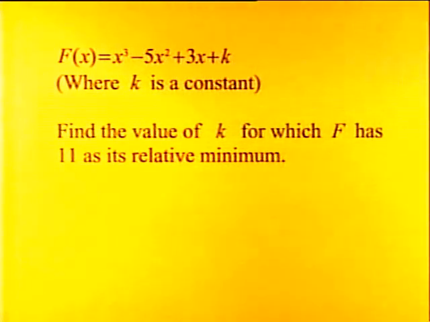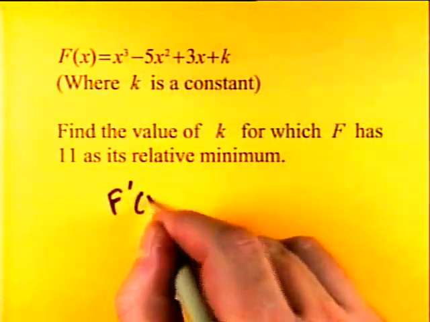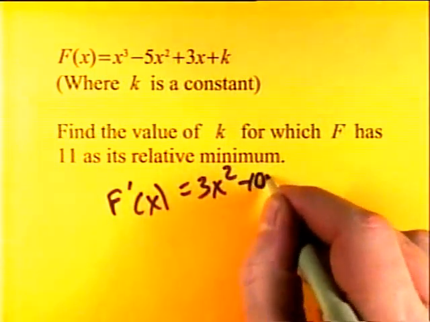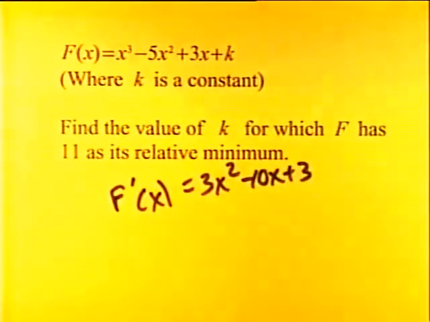Okay, hello? Yes. So you take the derivative. Okay, take the derivative. What's the derivative? 3x squared minus 10x plus 3. Okay, and no? Yeah, no, that's right. Now what do we do?